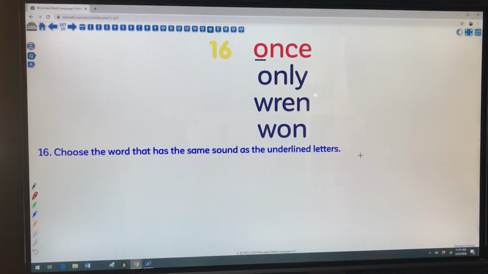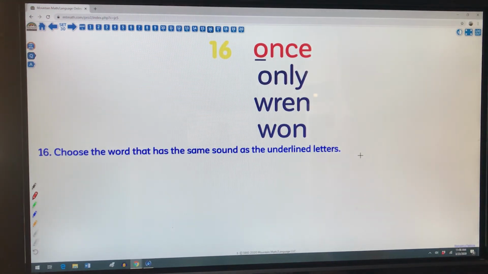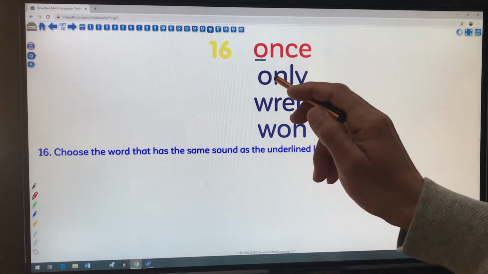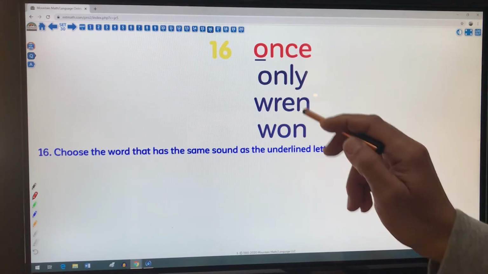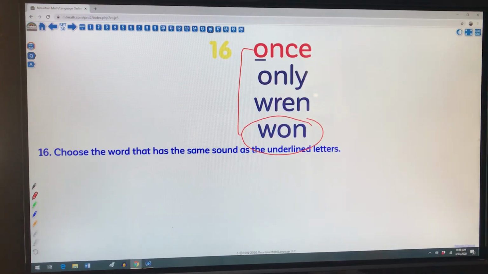Choose a word that has the same sound as the underlined letters. So this "wa" in "once," the O makes that "wa" sound. So I'm looking at "only," no. "When," no. This has to be the word "one." These two words have the same sound.